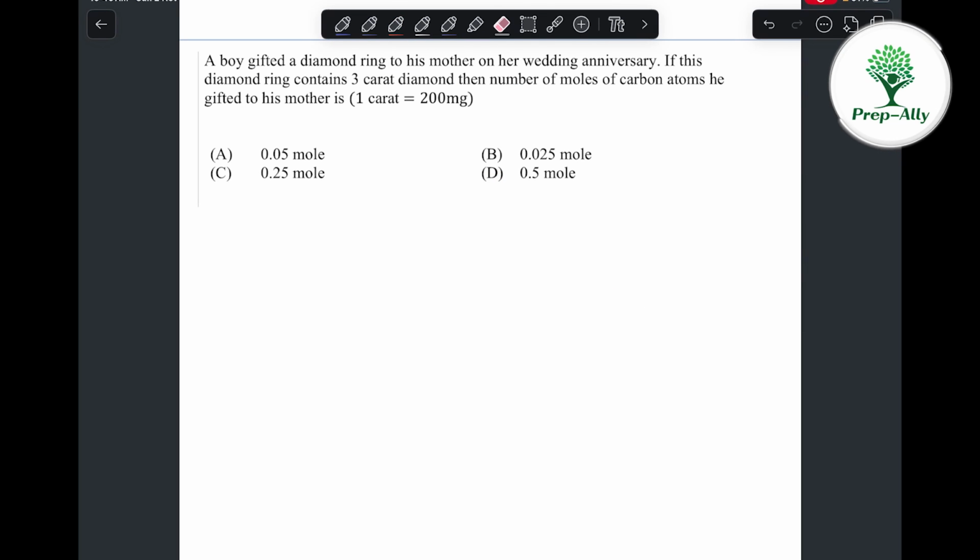A boy gifted a diamond ring to his mother on her wedding anniversary. If this diamond ring contains a 3-carat diamond, then find the number of carbon atoms. We know that diamond. What is the diamond? Diamond is an allotrope of carbon, right?